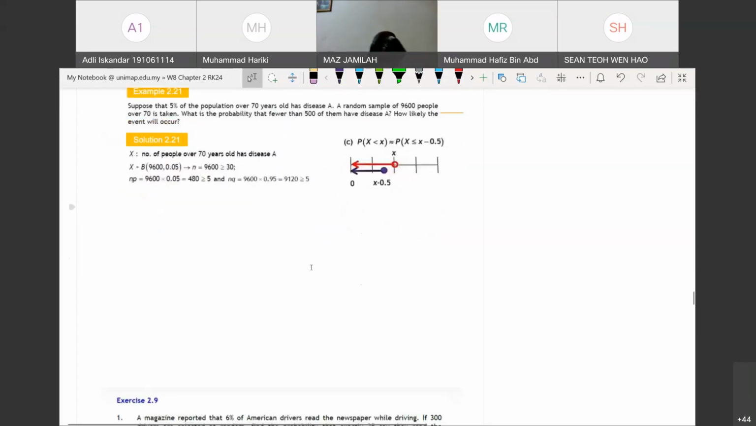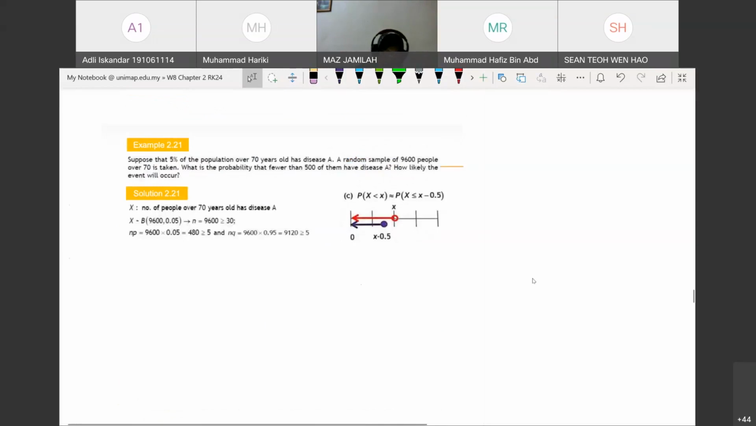So based on the textbook, X will be the number of people over 70 years old who have disease A. So this will be your random variable X following a binomial, that's why we have the number of people. Now X is distributed binomial with the number of trials 9600 and the probability of success 0.05, 5% of the population. Now check whether the criteria are fulfilled or not.